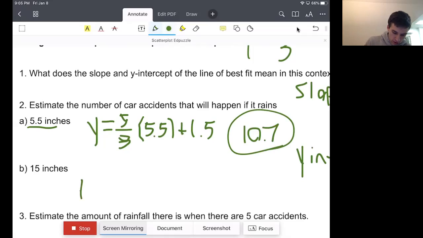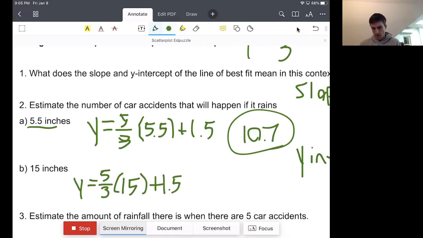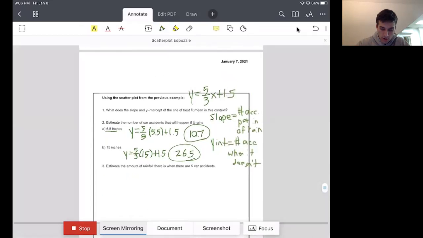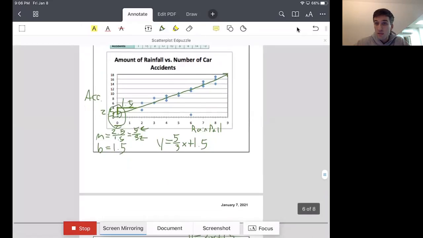What if there's 15 inches of rain? That's going to be 5 over 3 times 15 plus 1.5, which gets me about 26.5 accidents. So you can use your data and your line of best fit to make estimates. And this might be good for maybe a city planner or a meteorologist or somebody like that.